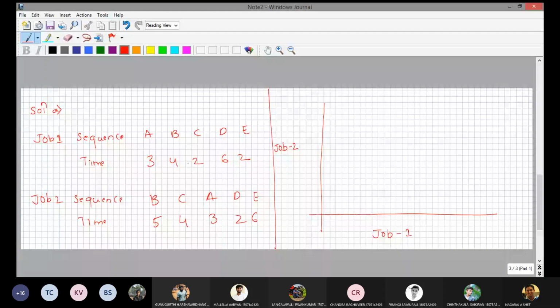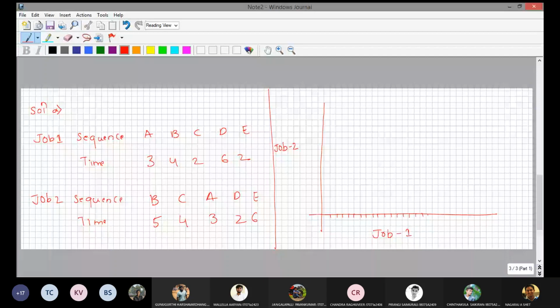Please understand here: 3 plus 4 is 7, then 9, 15 and 17. Now we have to make this plan here. We have to go through this process. It's based on the scale, so please go by the scale. We'll get the idea. 1, 2, 3, 4, 5, 6, 7, 8, 9, 10, 11, 12, 13, 14, 15, 16, 17.